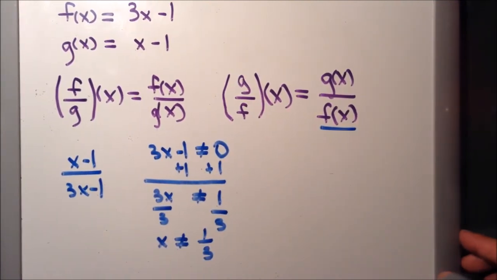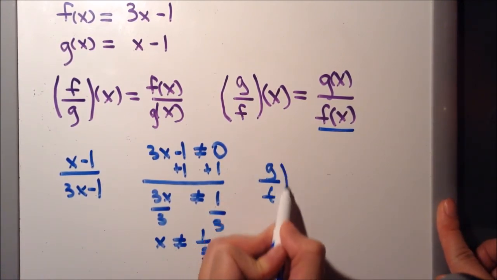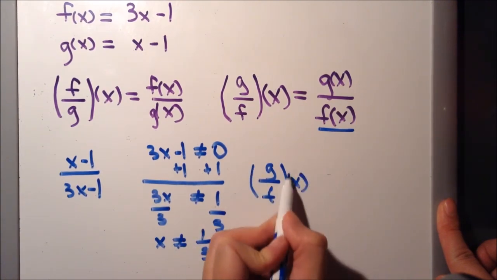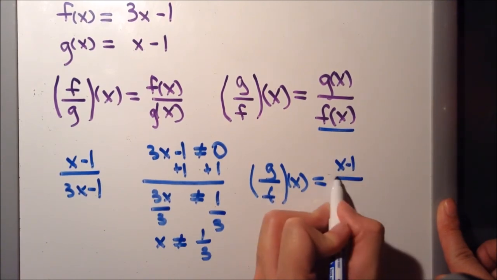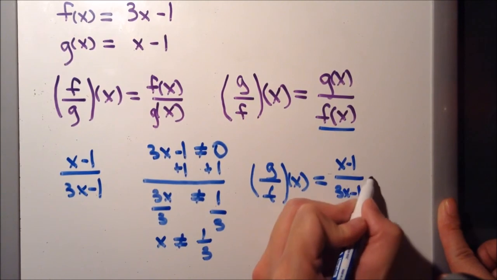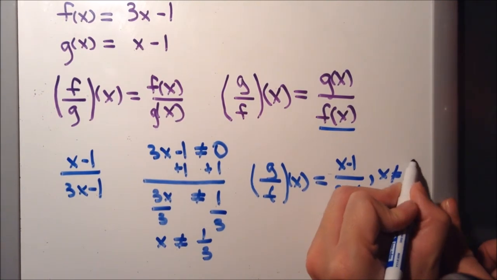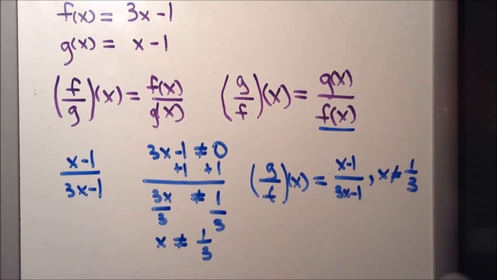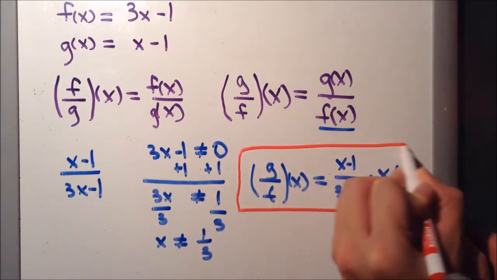So g divided by f of x equals this one right here, x minus 1 over 3x minus 1, where x does not equal 1/3. So g divided by f of x equals x minus 1 over 3x minus 1, where x does not equal 1/3.